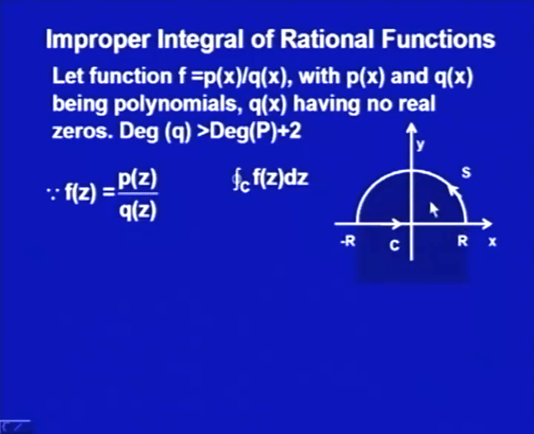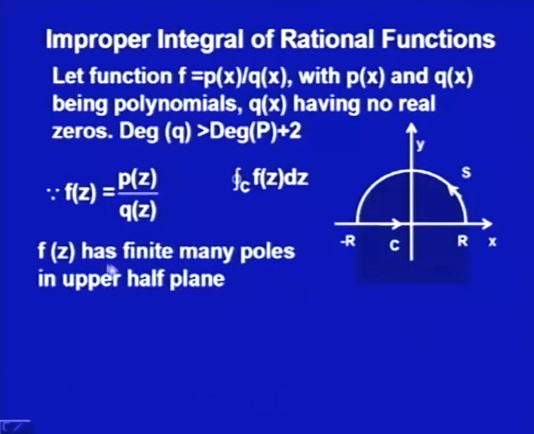If it is having more than one isolated singularity, we could give the integral along this whole contour as the sum of 2 pi i times the sum of the residues at all those isolated singularities. So, what we are doing is, since it is having zeros, isolated singularities would be zeros of the denominator.